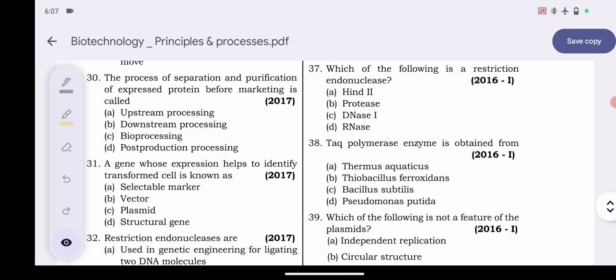31. A gene whose expression helps to identify transformed cell is known as. Option A, selectable marker. Option B, vector. Option C, plasmid. Option D, structural gene. So according to the options, the answer will be option A, selectable marker. Explanation: selectable marker or marker gene aids in the selection of transformant and the elimination of non-transformants. So option A is your answer.